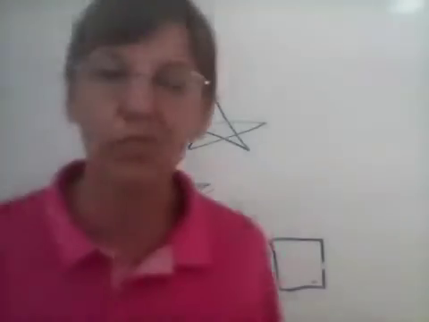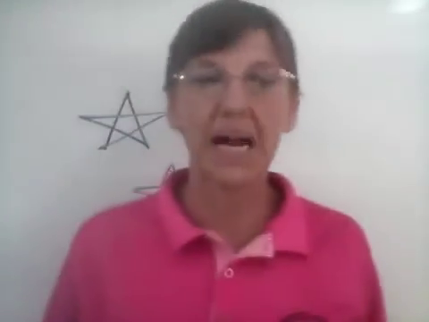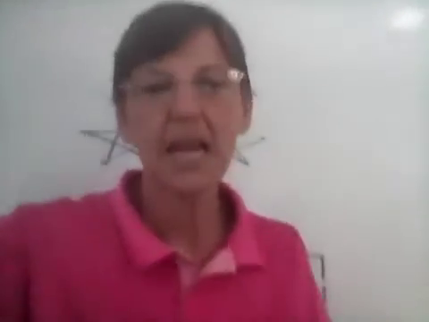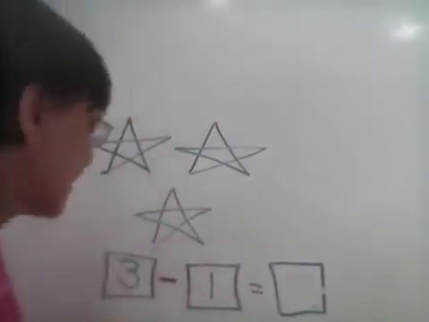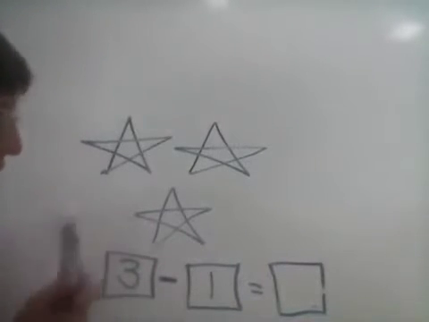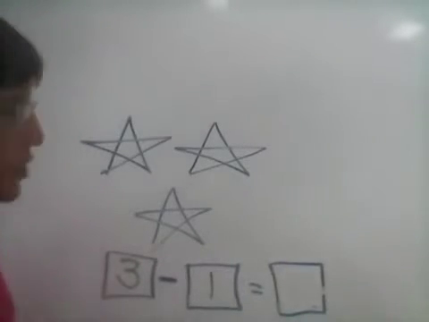3 minus. The right way to say it is 3 minus. But with kids, a lot of times we say take away. 3, take away 1 is how many? So if I have 3 and I take 1 away, what are we going to do? We're going to put an X.